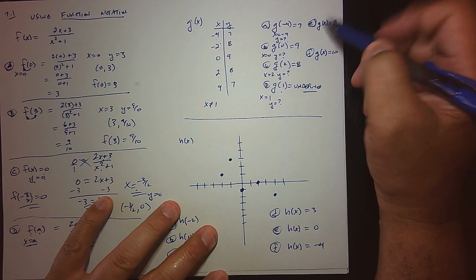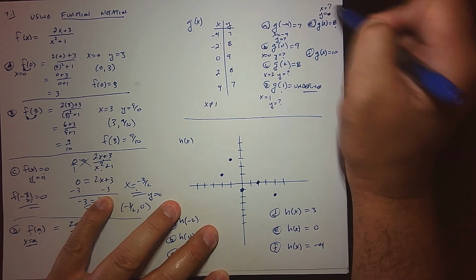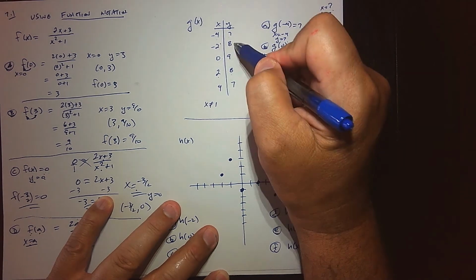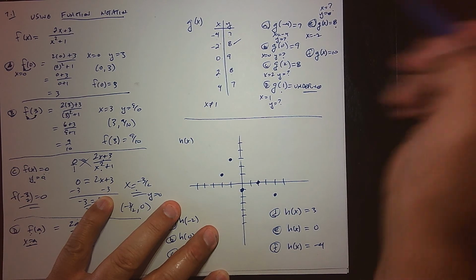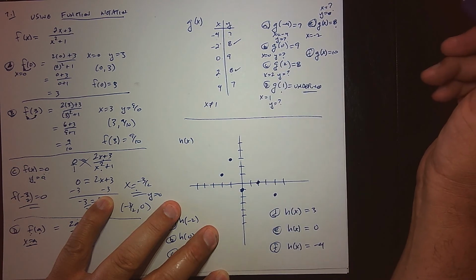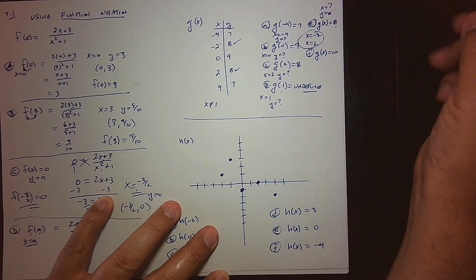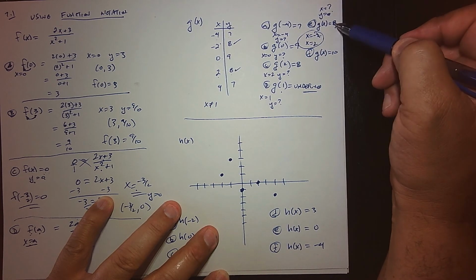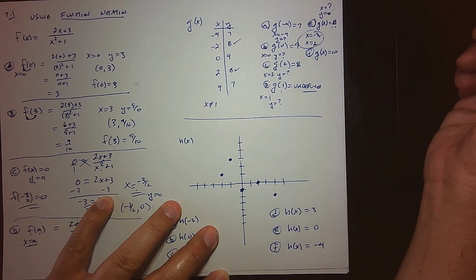G of x equals 8. Well, we're now reversing things. My y is equal to 8, and I'm asking what's x. So just go to the table. Here's a value where y is 8. We see that x is equal to negative 2. Here's another value where y is 8, and so x is 2. So there's 2 values. Negative 2 creates an output of 8, and positive 2 creates an output of 8. So there's 2 solutions to that.